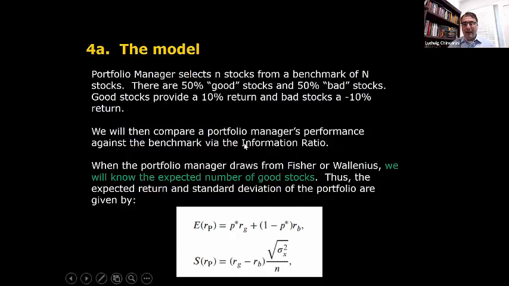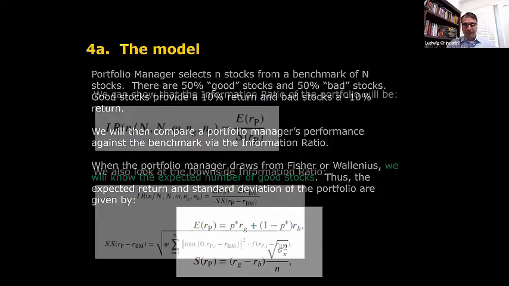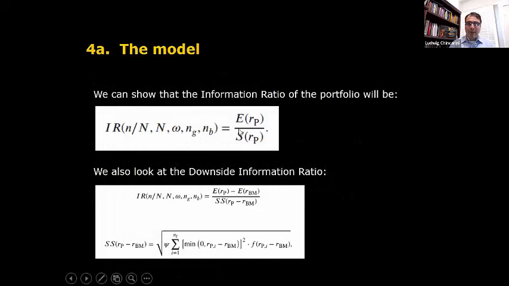And when I do that, you can see where I'm going next. I'm going to compute the information ratio, which is just expected return divided by standard deviation. Now, you might be asking, what happened to the benchmark return? Well, it turns out in this very specific example we're doing, the benchmark return is 0.